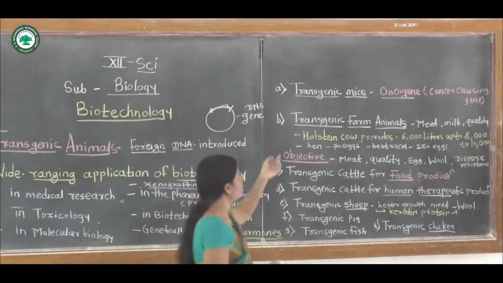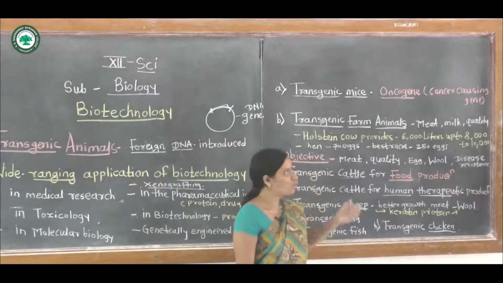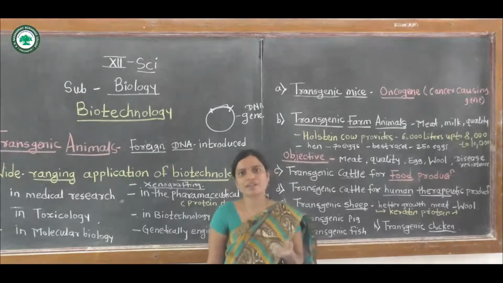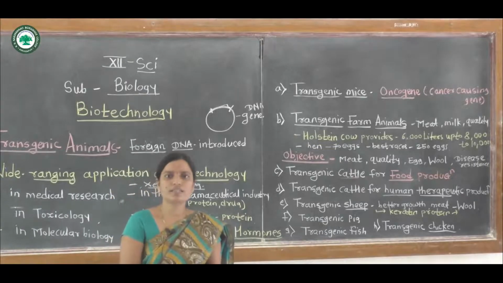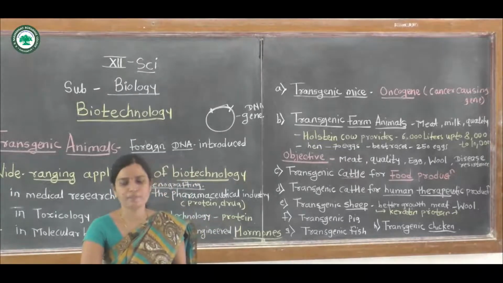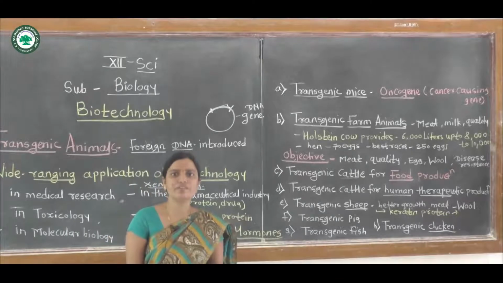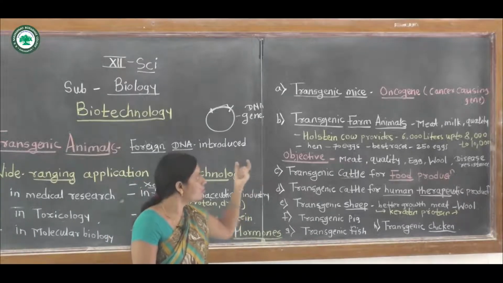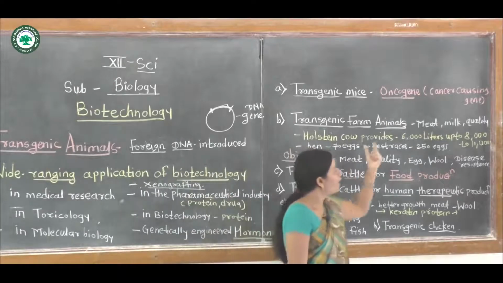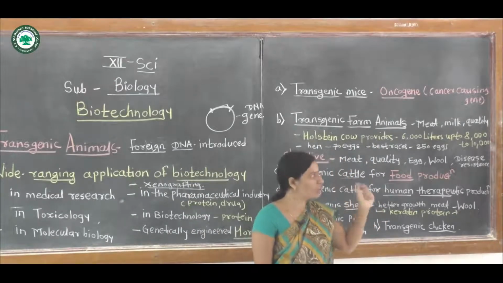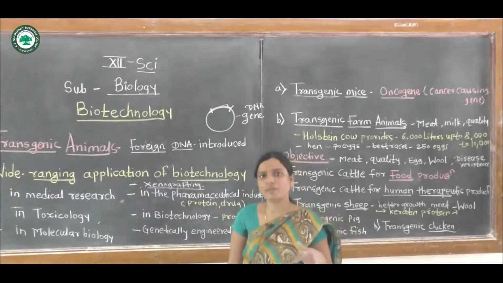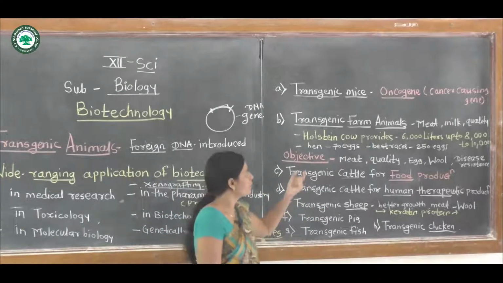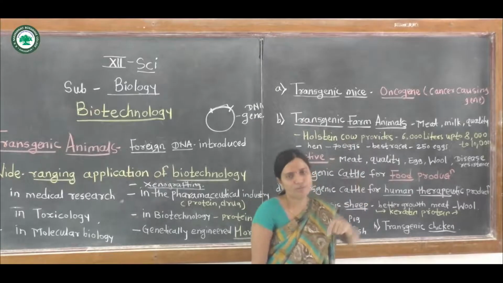The second one is transgenic farm animals. These farm animals are very important applications of biotechnology. Transgenic farm animals are useful to mankind and can derive great benefits for human beings. These farm animals are used for production of meat, production of milk, and quality of meat and milk production. Biotechnology can develop and increase these transgenic farm animals.